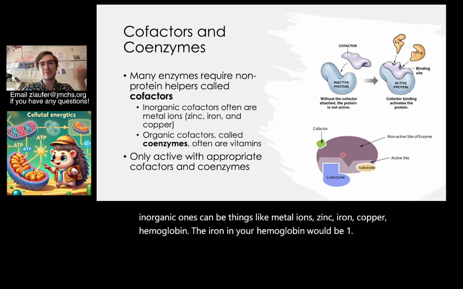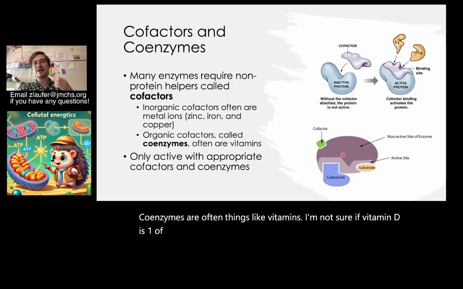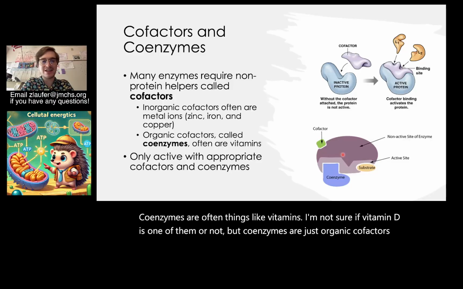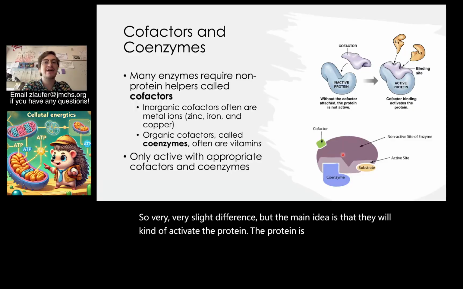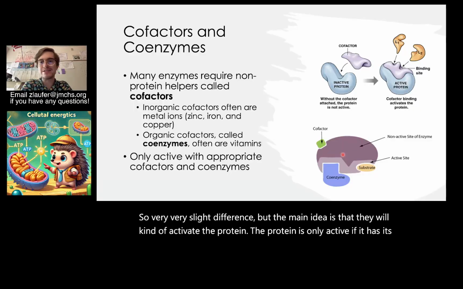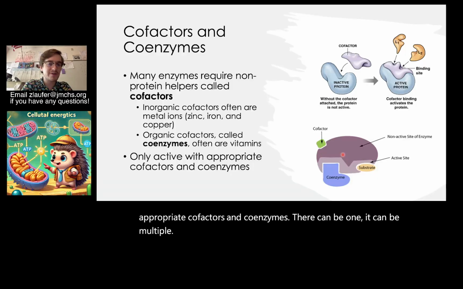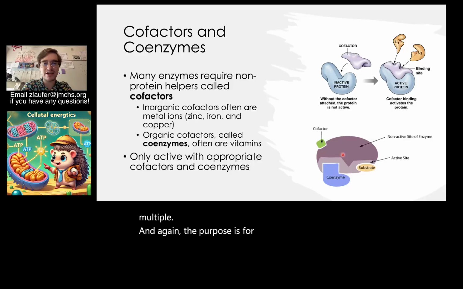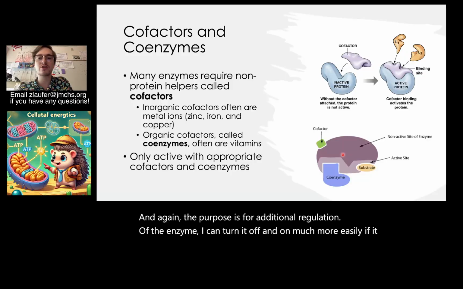Coenzymes are often things like vitamins. I'm not sure if vitamin D is one of them or not, but coenzymes are just organic cofactors. So a very, very slight difference. But the main idea is that they will kind of activate the protein. The protein is only active if it has its appropriate cofactors and coenzymes there. It can be one, it can be multiple. And again, the purpose is for additional regulation of the enzyme. I can turn it off and on much more easily if it requires a cofactor or a coenzyme.